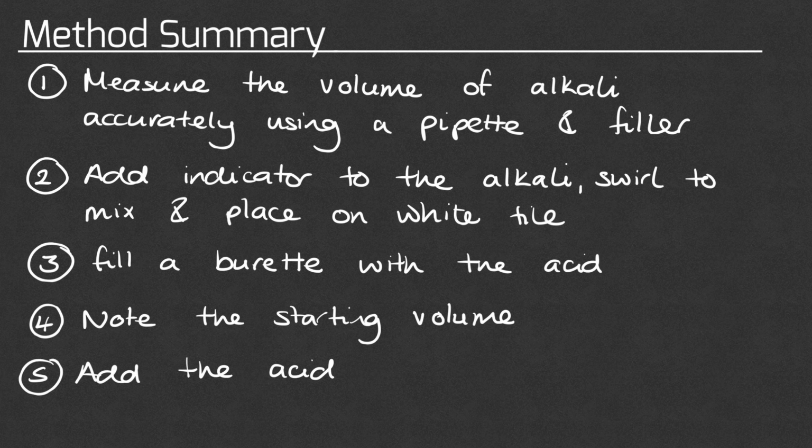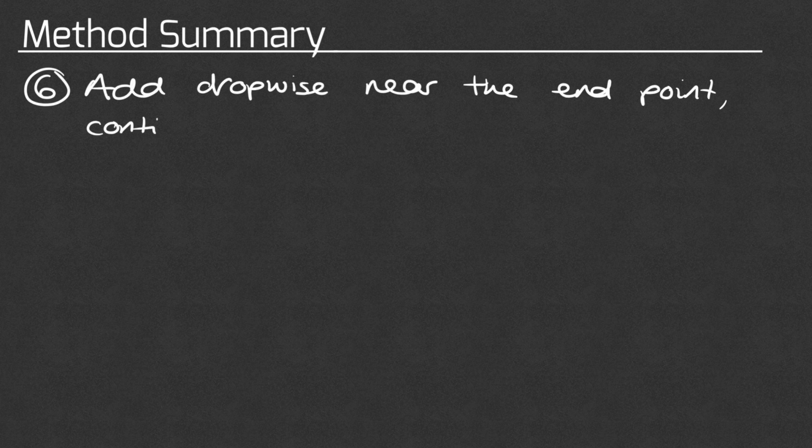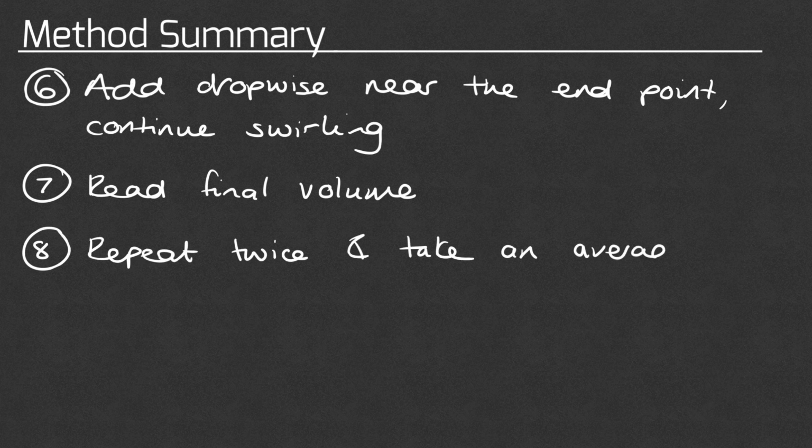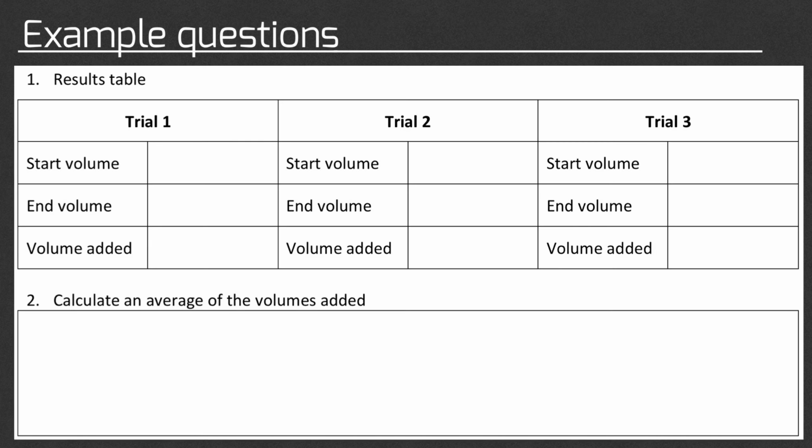You would then add the acid. You would add the acid dropwise near the end point while continuing to swirl the solution. Once you've reached the end point, you would read the final volume of the burette. Repeat all of these steps twice more and take an average of the readings. We're now going to look at some example data from a practical and look at how we could analyse it.